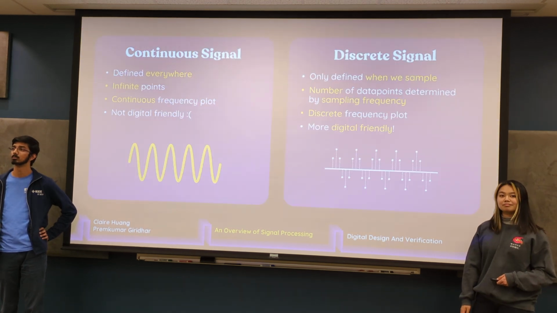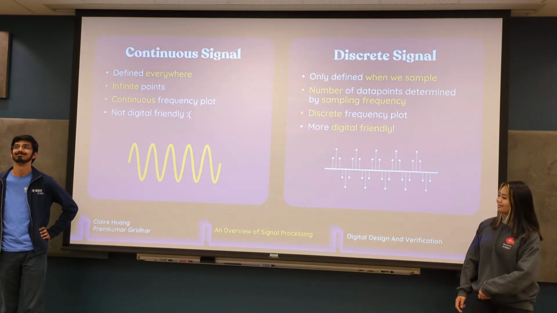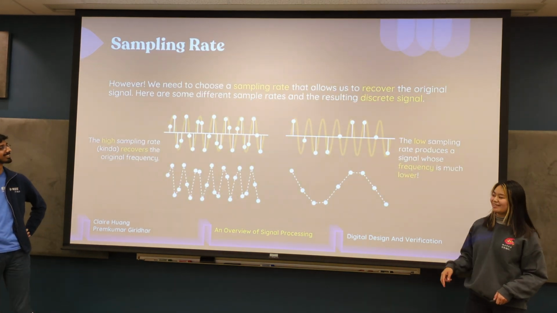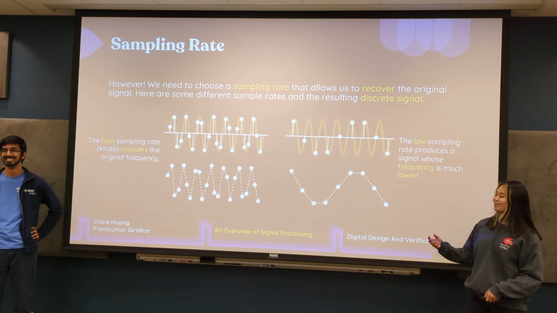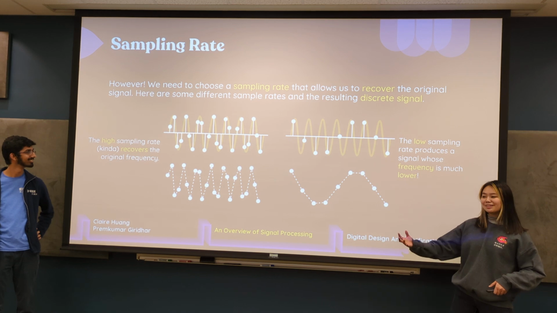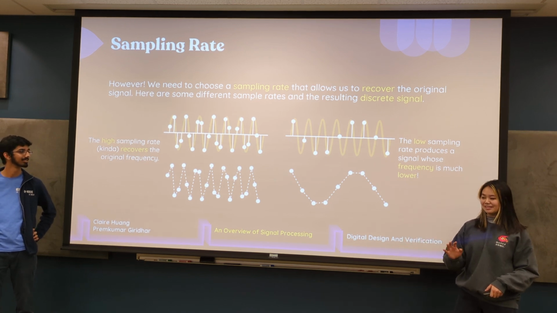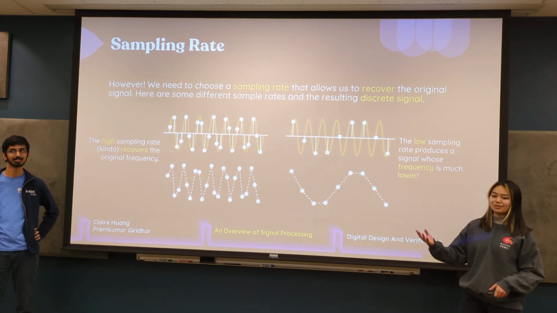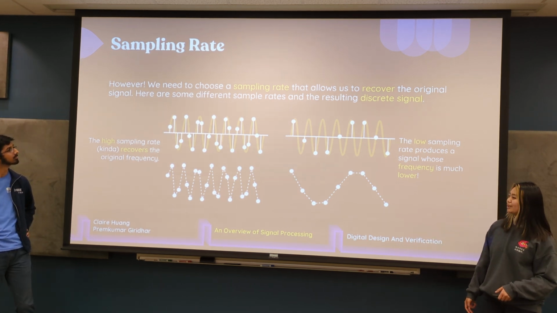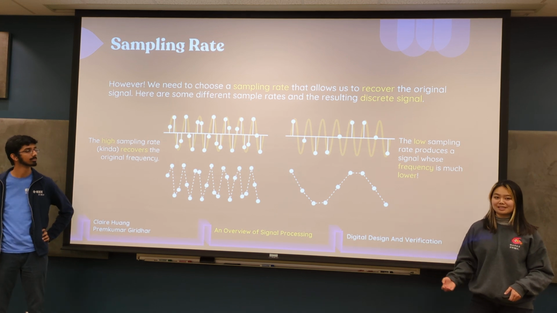Okay, just to reiterate what that slide was saying: we want discrete signals because they're more digital friendly and don't take up infinite space. Continuous signals, while they're perfect and give us perfect data, we can't store all that information. And so, how do we know how fast or how slow to sample?